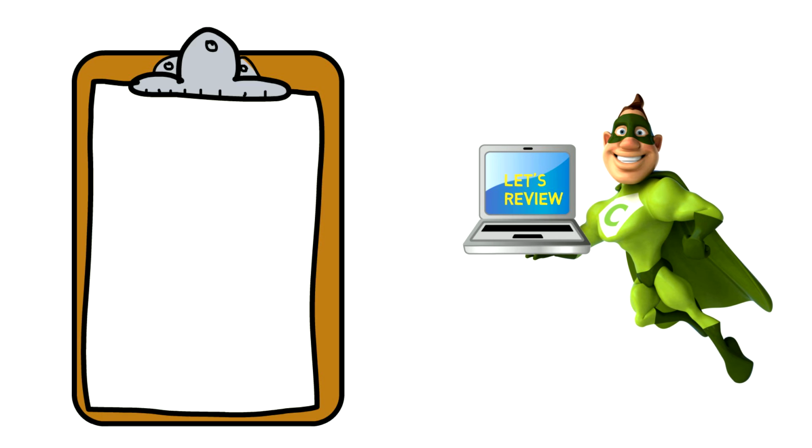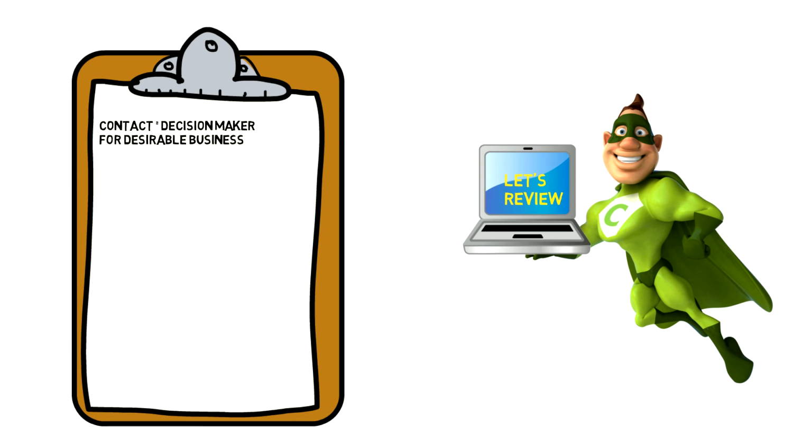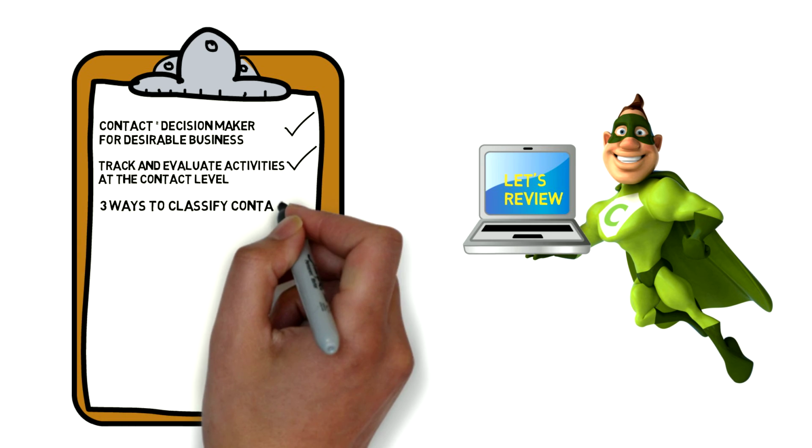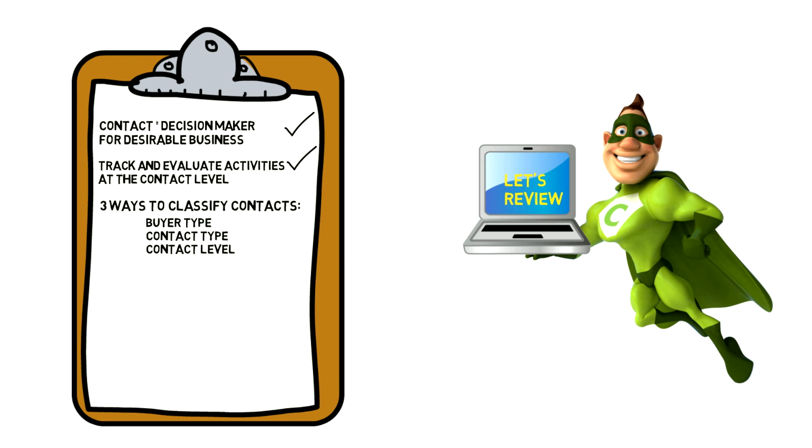That's about it for our contacts overview. Let's review a few key points. A contact is a person that is involved in decision-making for business ESA has or is competing for. We track and evaluate our sales activities and relationship status at the contact level. We discussed three different ways of classifying contacts, including buyer type, contact type, and contact level, and we described the various decision-making roles represented by the six buyer types.